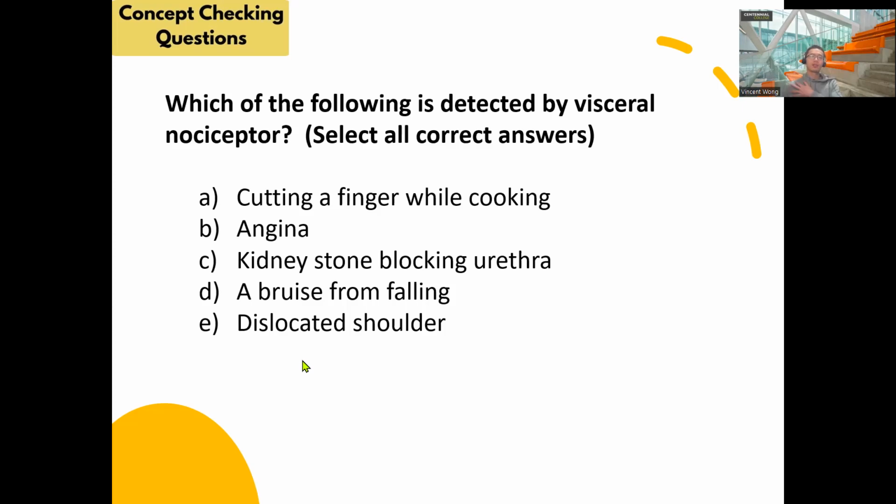Okay, shoulder is kind of on the surface, right? Like in general, if it's not an internal organ, it's safe to say that it is somatic. Okay? If it's not an internal organ, it's most likely somatic.